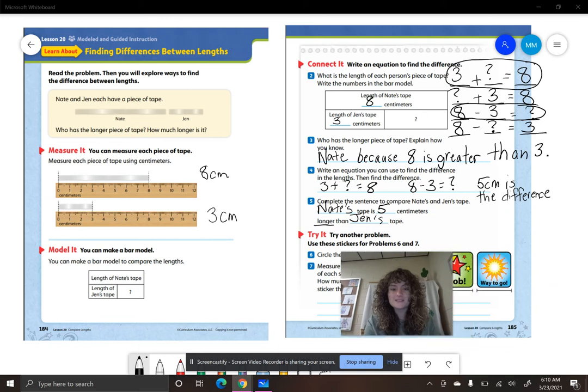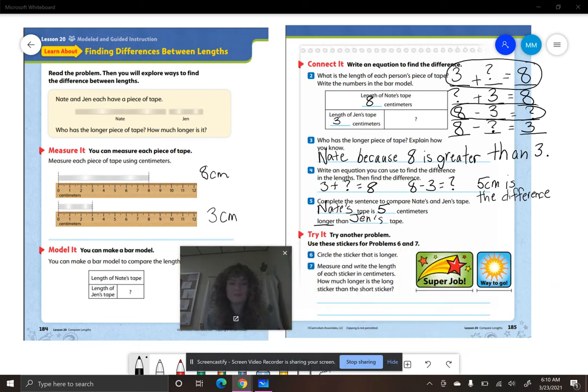All right, Miss Mason's going to go mobile because we have one more problem to solve. All right, it says try another problem. Use these stickers for problems 6 and 7. Number 6 says, circle the sticker that is longer. Now, we can look at these stickers and we can tell which one is longer. They give us our measurement. They don't give us the unit of measurement, but it shows us how long each sticker is. Go ahead and circle which sticker is longer.